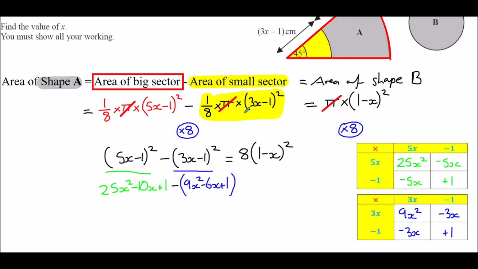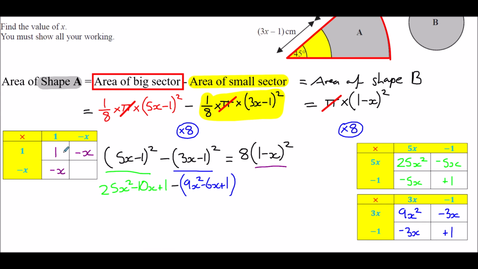Finally, this bracket where it's 8 lots of 1 minus x all squared, we can do in a similar way. So 1 times 1 is obviously 1. 1 times minus x is minus x. 1 times this minus x, again, is minus x. And finally, a minus times a minus gives us a plus, so minus x times another minus x will give us positive x squared. So over here, we're going to have 8 lots of 1 minus x minus another x is minus 2x plus an x squared.